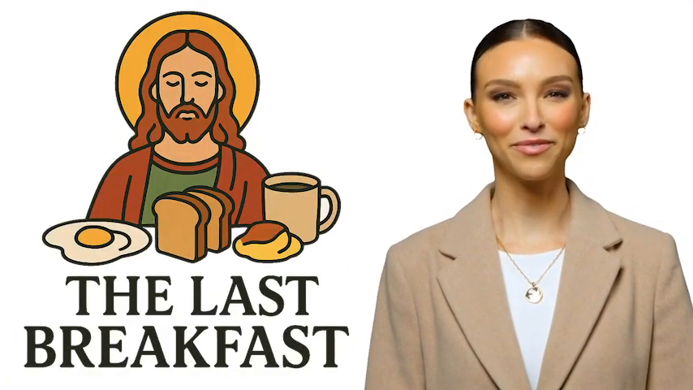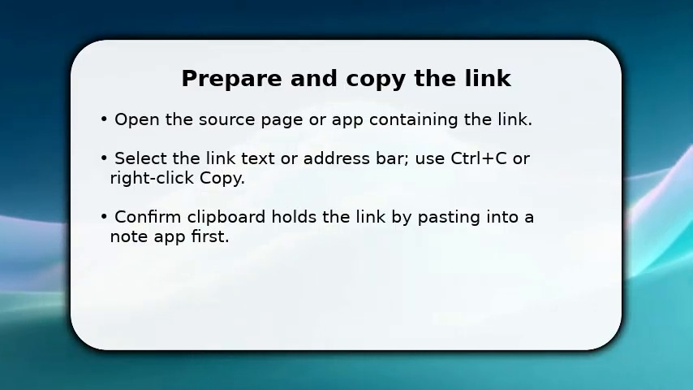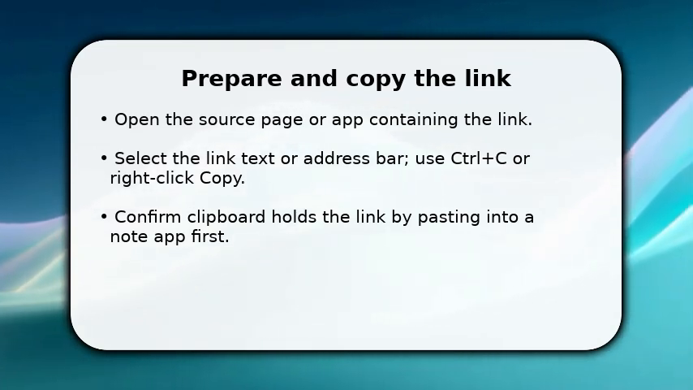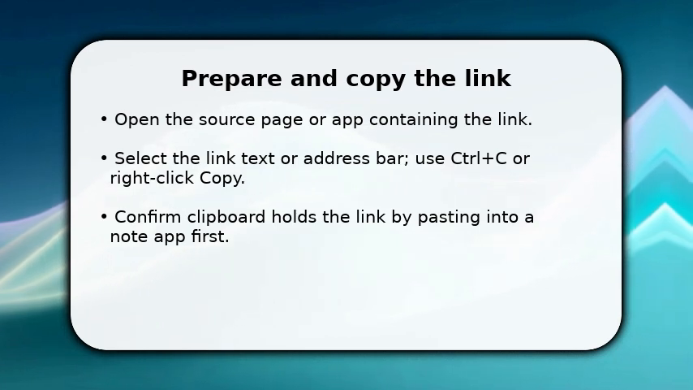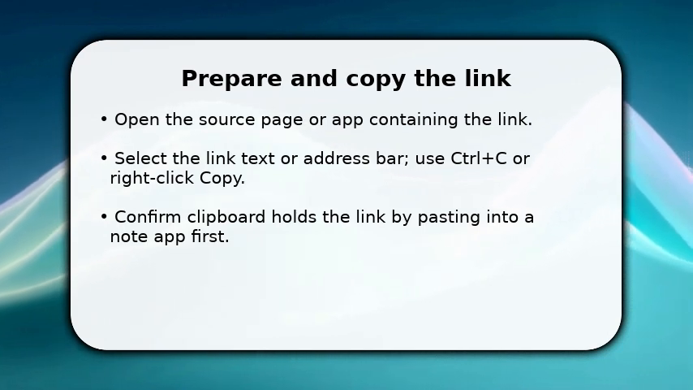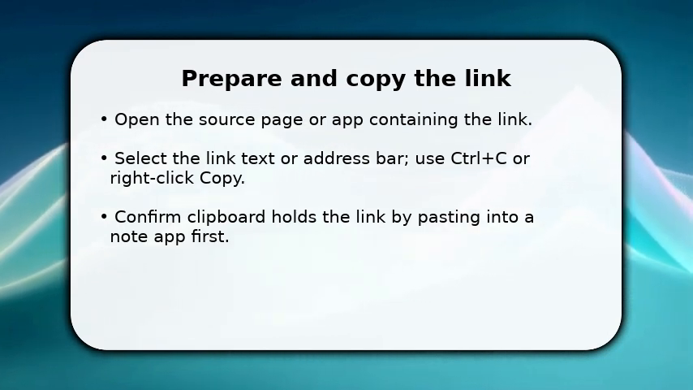You start by getting the link ready. Open the web page or app that contains it, then select the URL or link text. Use Ctrl+C or a two-finger tap and choose Copy to place it on the clipboard. This is faster than retyping and prevents errors.